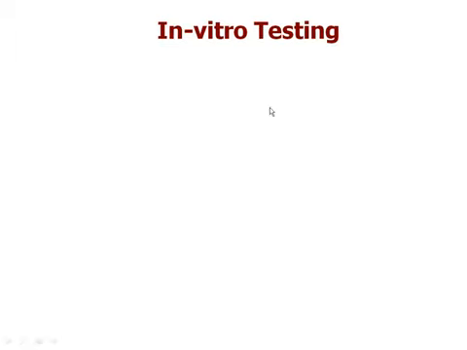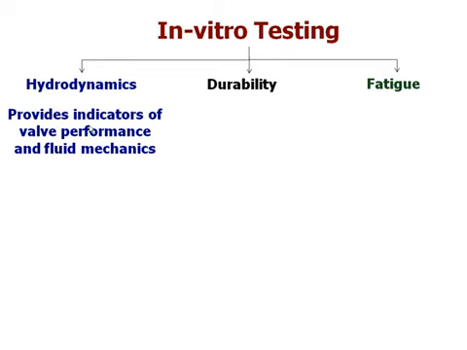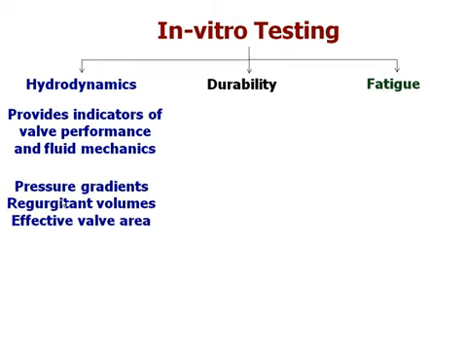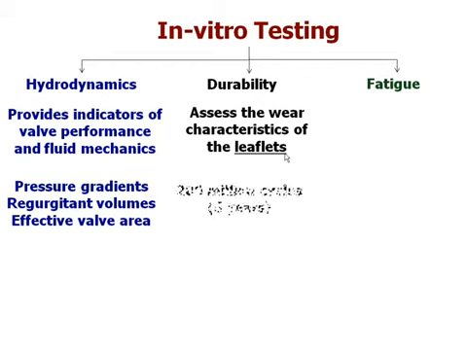So what are the in vitro tests that we just described? We have the hydrodynamics, which provides indicators of valve performance and fluid mechanics, and typically gives us pressure gradients, the regurgitant volumes, and the effective orifice areas. Then we can look at durability testing, and that assesses the wear characteristics of the leaflets. So that's specifically looking at the leaflets. And the test is usually run at 200 million cycles, which represents approximately 5 years. And the machine is run at 20 cycles per second.